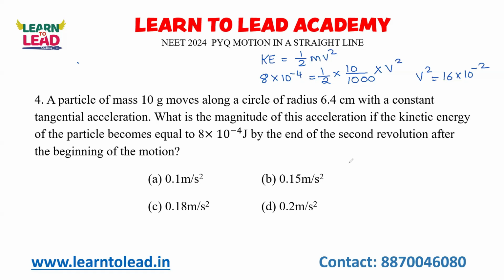Okay, right, now see here, and the distance they have given as 6.4 cm. So you know the formula, v square is equal to u square plus 2 into acceleration, into distance. For v square the value is 16 × 10⁻⁴. Okay, the initial velocity should be taken as 0, and you are going to calculate 2 × acceleration.